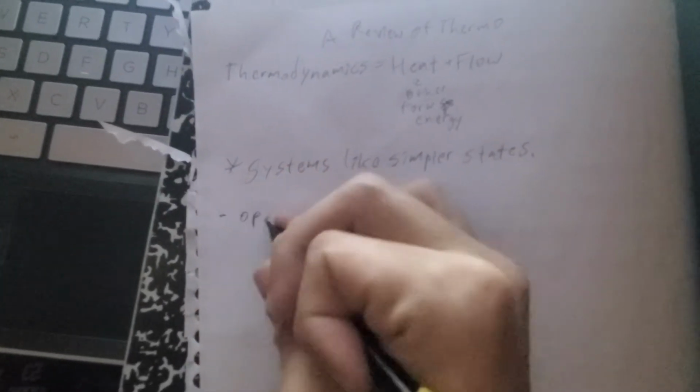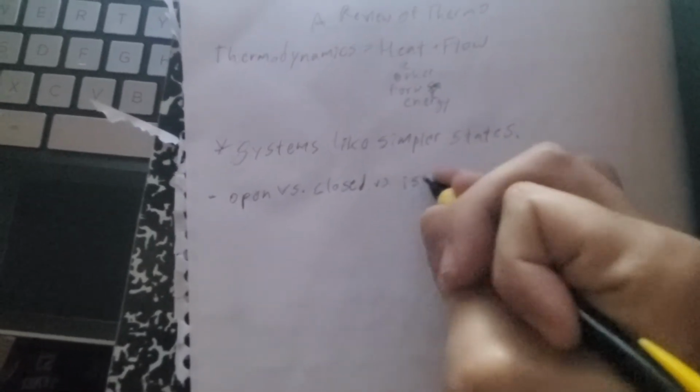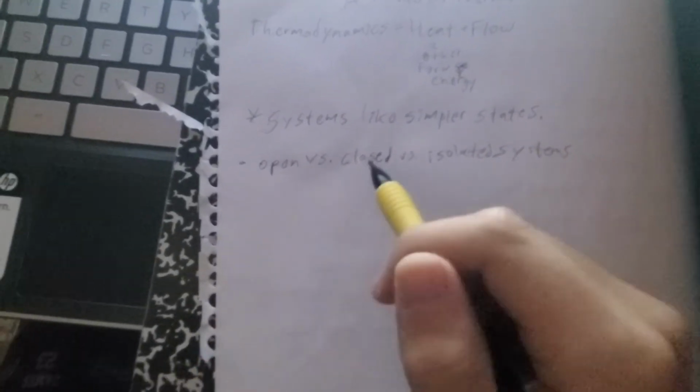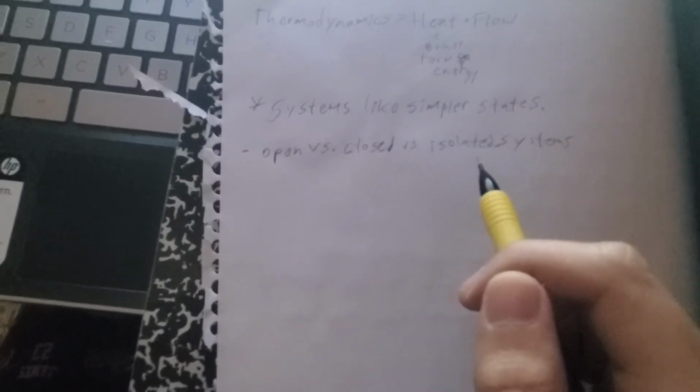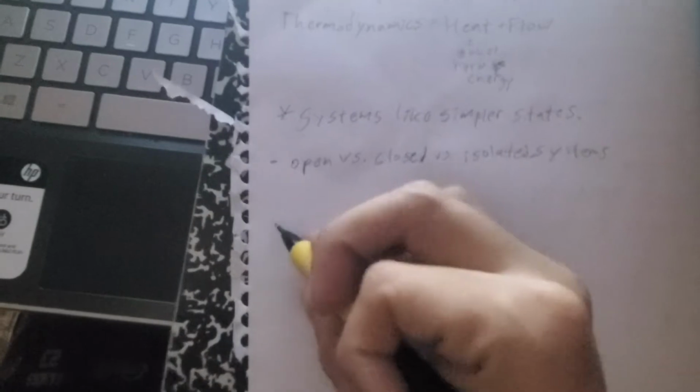So you have open versus closed versus isolated systems. This is some vocabulary, but it's still important. So what are these? These are systems that are exposed to heat escaping or entering them. Closed, that won't happen. Open, that can happen. Isolated, neither heat nor work can happen.